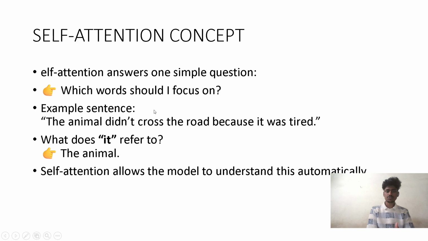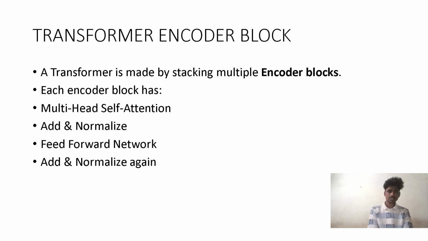Self-attention means that it focuses on the relevant words. For example, in the sentence "the animal didn't cross the road because it was tired", what does "it" refer to? It refers to the animal. That is self-attention. The next topic is transformer encoder blocks.